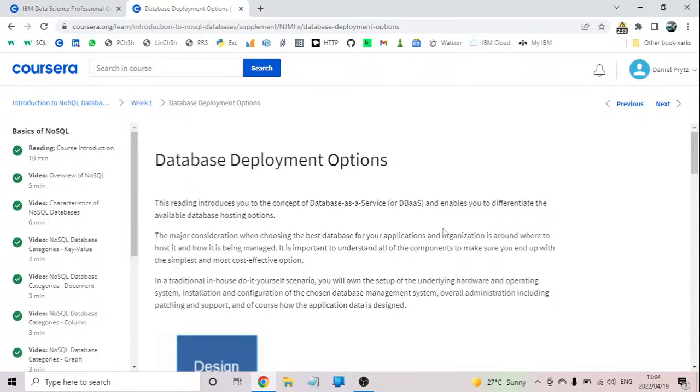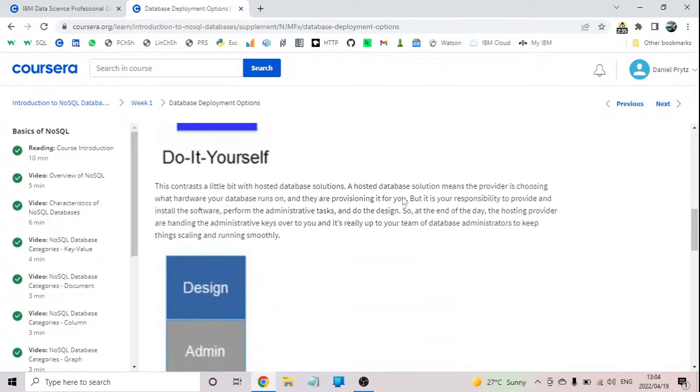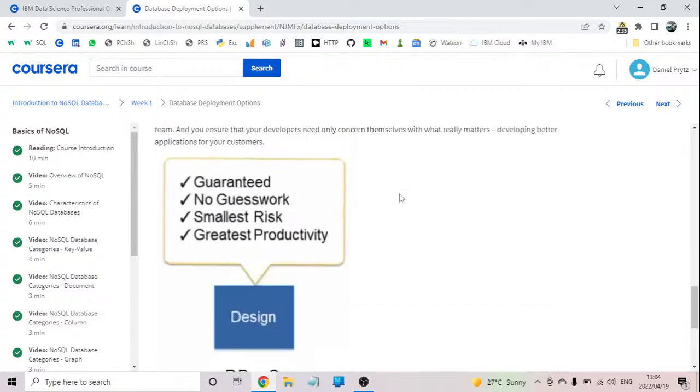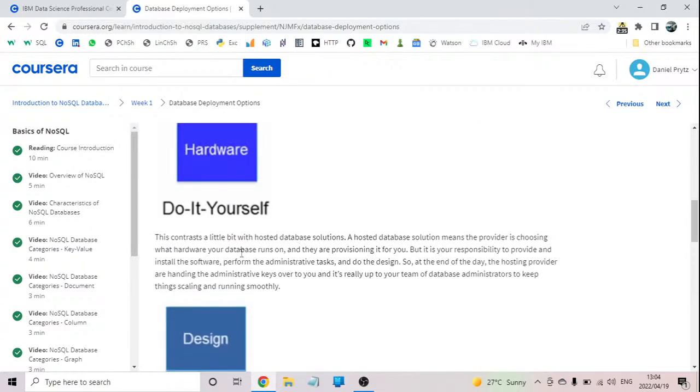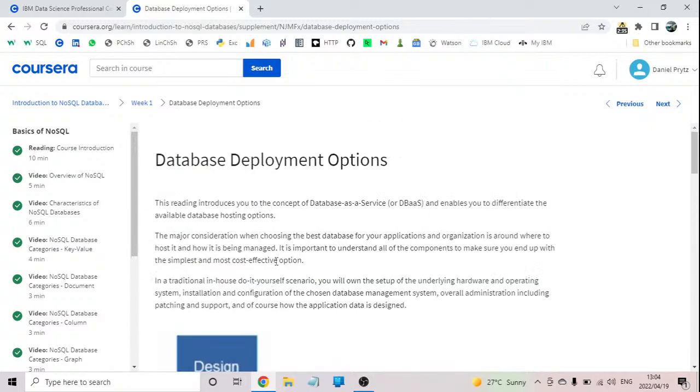Database deployment options. Okay, so we have three topics here: do-it-yourself, hosted, and DBaaS. So DBaaS is this one. This one is hosted, and this is do-it-yourself. Okay, so let's look at this. This is a reading, by the way, so let's keep that low-key and understood.